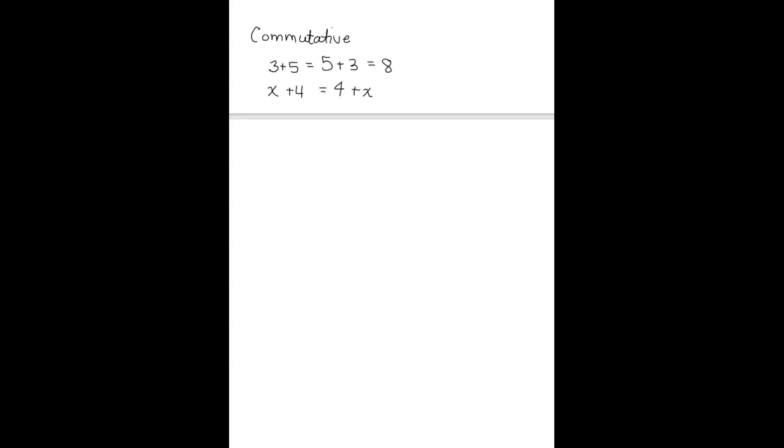We don't know what that x value is. So multiplication, this is our addition for commutative. Our multiplication would be, if I have 3 times 4, that's going to be the same as if I said 4 times 3, which will give me 12. And if I have x times 7, that's going to be the same as saying 7 times x. And the best we could write that is 7x. So that is commutative.